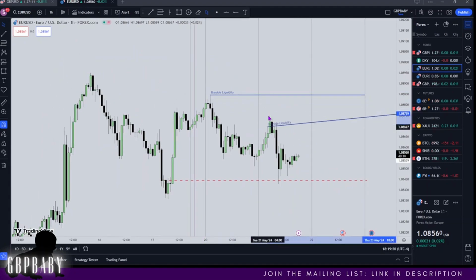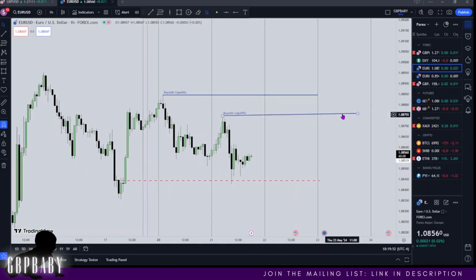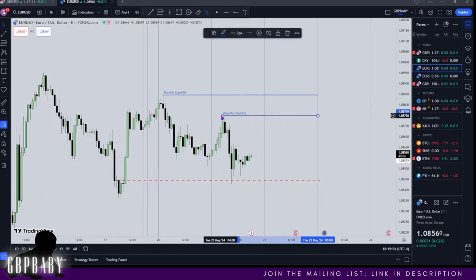So we do have some nice targets laid out. It's just the fact that we got news at 8:30 and FOMC minutes, which honestly, guys, I hate. It's just not a nice day. Probably best to stay out, but it'll be very interesting to say the least.